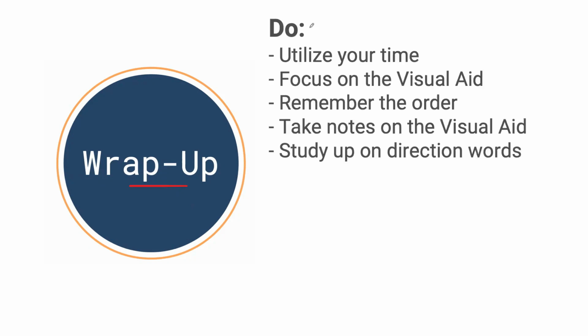All right, so for our do's, with this question type, you really want to utilize your time. You may have noticed that there wasn't as much information and there were fewer words to underline when compared to the other question types. And this is great. You should use this to your advantage and really focus on the visual aid and make sure that you understand what it is. As you're listening, remember the order. Things will come in a logical order, and you can use your compass, your north, south, west, and east to your advantage. Remember that this question type will most likely be paired in section 2, so this way you can take notes directly on the visual aid.